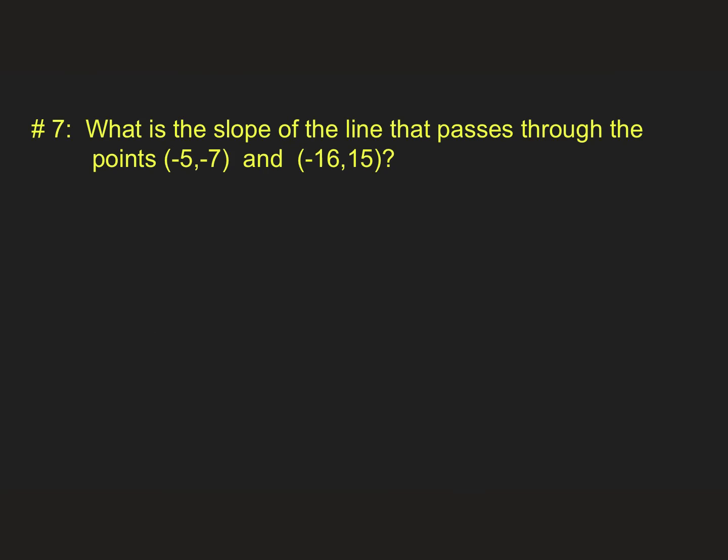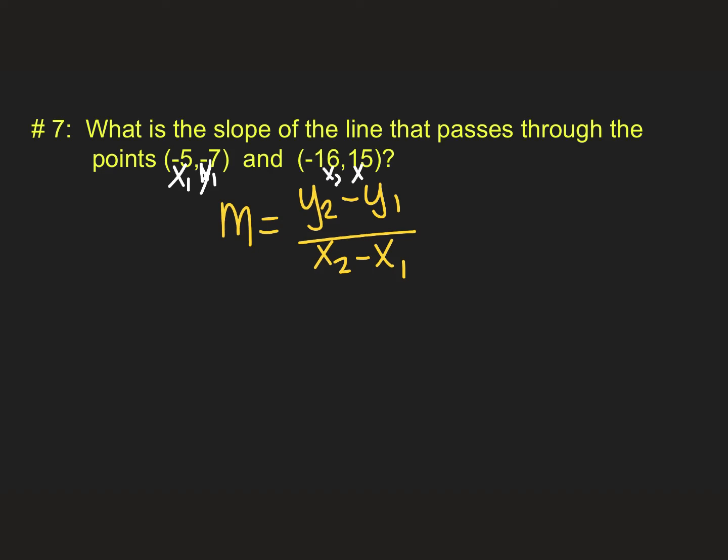Question number 7. Okay, this is just asking for slope. We're going to fall back on our slope equation. Slope equals y2 minus y1 divided by x2 minus x1. We're going to call one of these ordered pairs 1, and we're going to call the other ordered pair 2.